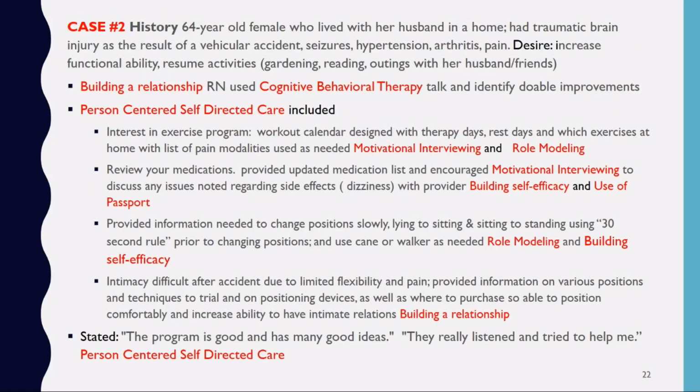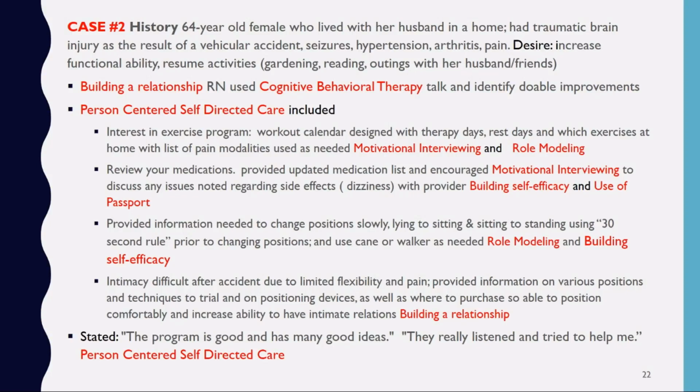And here's another case. The history was a 64-year-old female who lived with her husband in a home, and she had a traumatic brain injury as a result of a vehicle accident. She had seizures, hypertension, arthritis, and pain. Her desire was to increase her functional ability and resume activities of interest from before her accident, like gardening, reading, and going on outings with her husband and friends.